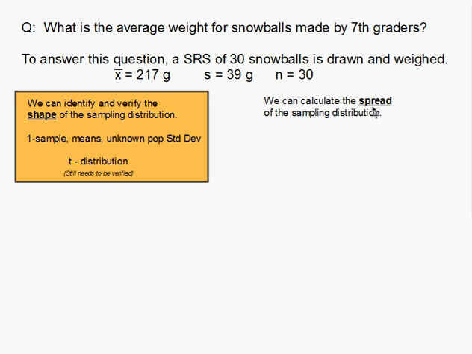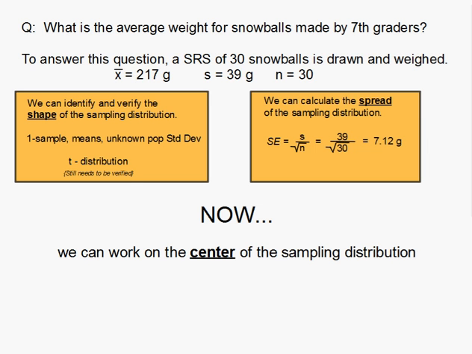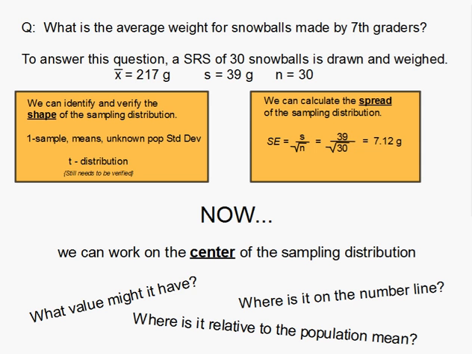Now we can also calculate the spread of that sampling distribution. Standard error for a t-distribution. We have the formula, and 7.12 grams is the spread of the distribution that we would expect. Now we have shape, t-distribution, we have spread, 7.12 grams. We can finally talk about the center.